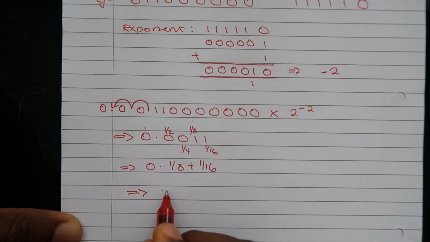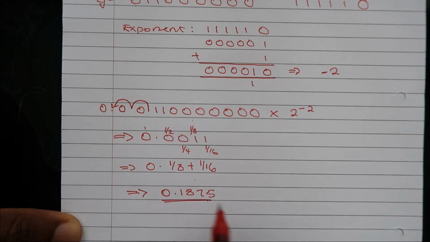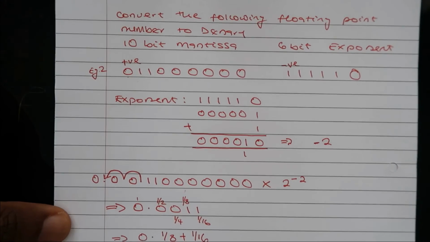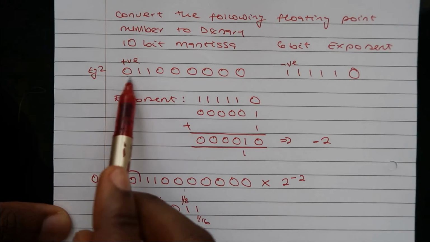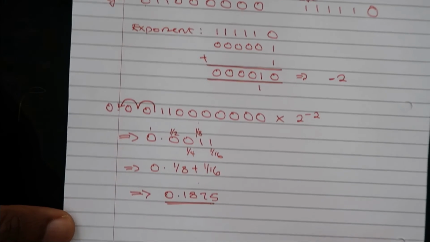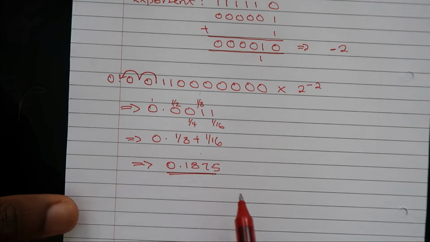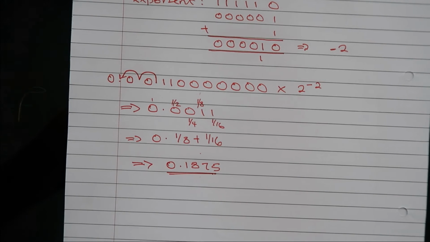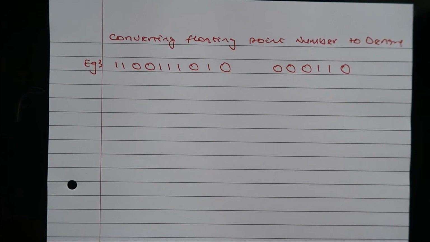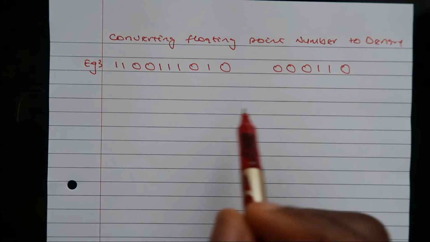And if I add these two together, I'll get 0.1875. So this value in mantissa and exponent, when represented in its denary form, gives me 0.1875.